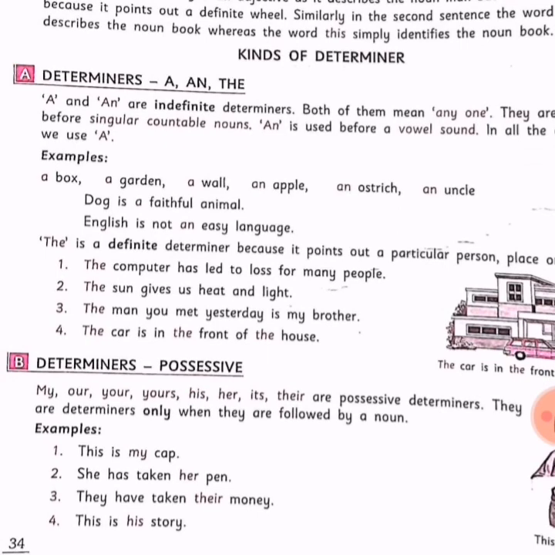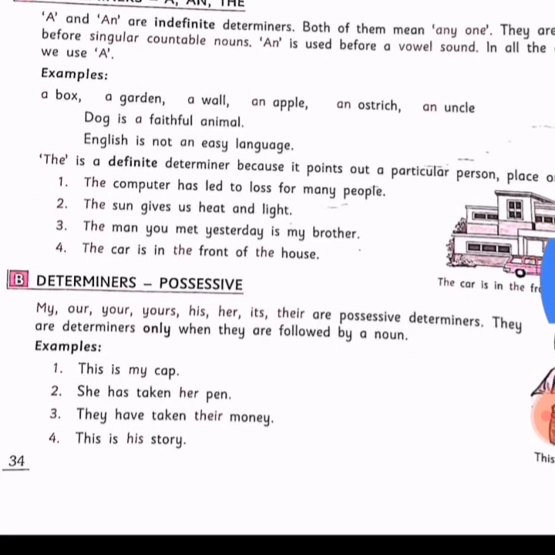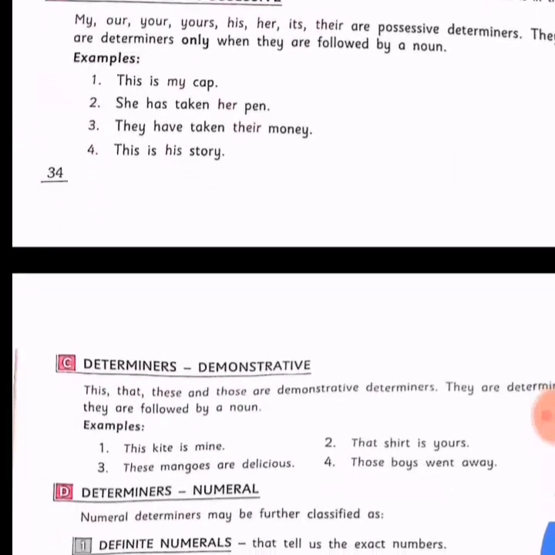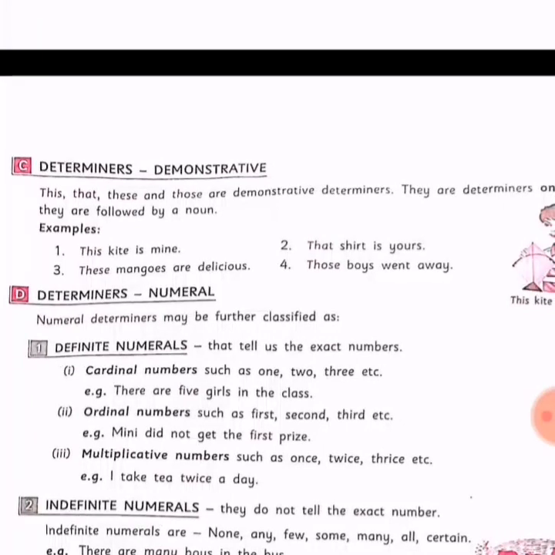She has taken her pen. Whose pen? Her pen. So her is a possessive determiner. They have taken their money. Whose money? Their money. It's showing the ownership. Who is the owner of that money? They. Now coming to the third part, demonstrative determiners. These are this, that, these and those, which point out. They are determiners only when they are followed by a noun. Like, this kite is mine. Which kite? This kite. That shirt is demonstrative, meaning we are pointing out the noun.